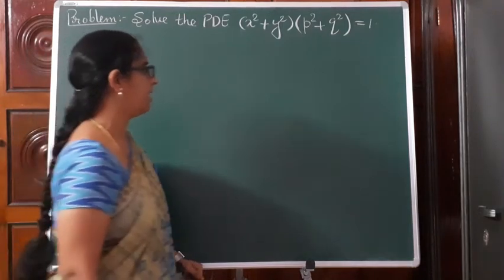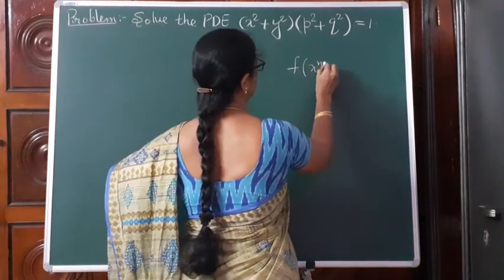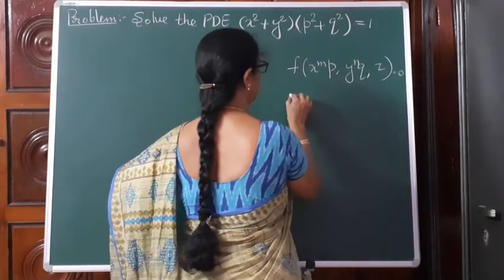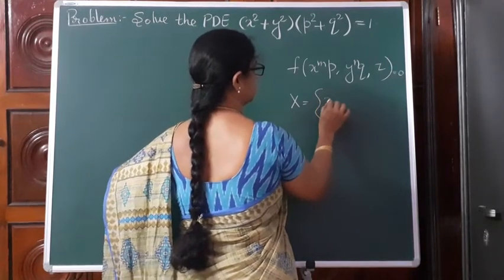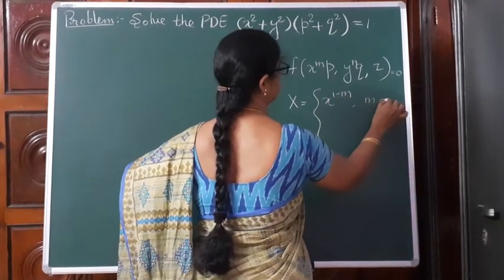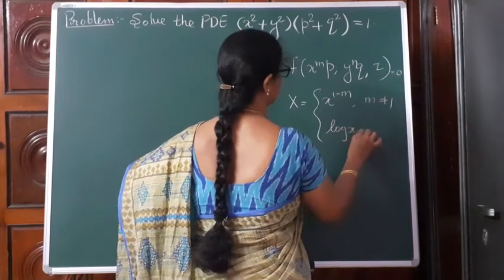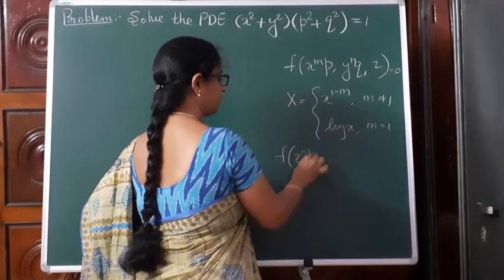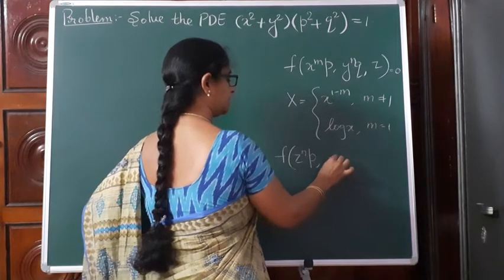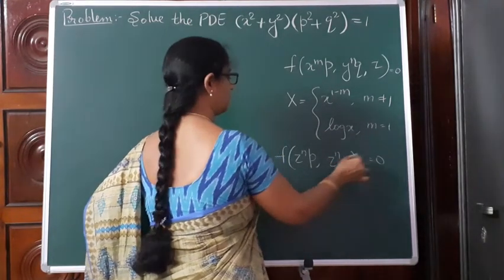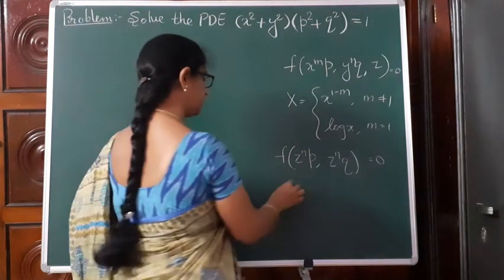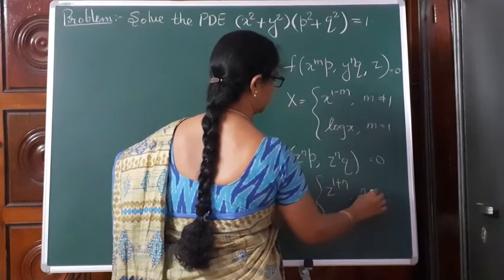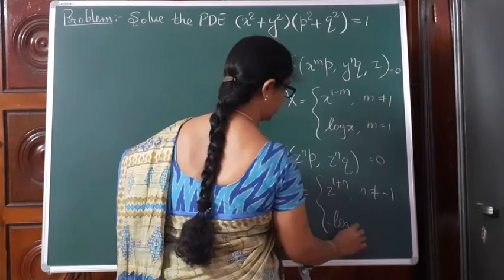When we have equations of the form f of x power m into p, y power n into q, or with z term, equal to 0, then we take these substitutions: capital X is equal to x power 1 minus m when m not equal to 1, and log x when m is equal to 1. Similarly for y also. And when we have equations of the form f of z power n p, z power n q is equal to 0, or variable separable form, in that case we take capital Z is equal to z power 1 plus n when n not equal to minus 1, and log z when n is equal to minus 1.